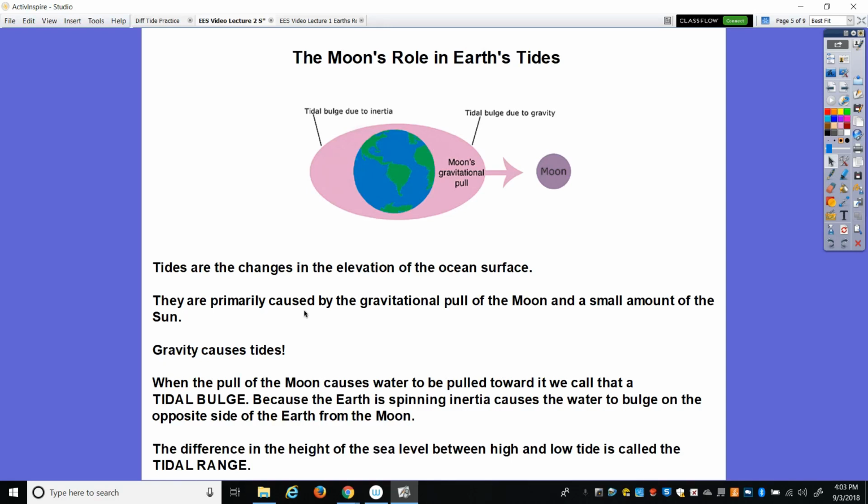All right, remember that gravity or gravitational pull causes tides. When the pull of the moon causes water to be pulled towards it, we're going to call that a tidal bulge. Because, as we said, the Earth is spinning, that tidal bulge is also found on the opposite side of the Earth from the moon. The difference in the height of sea level from low tide to high tide is what we call a tidal range.